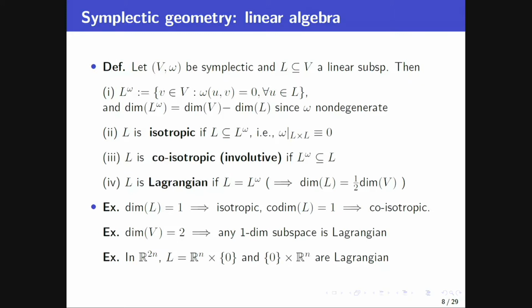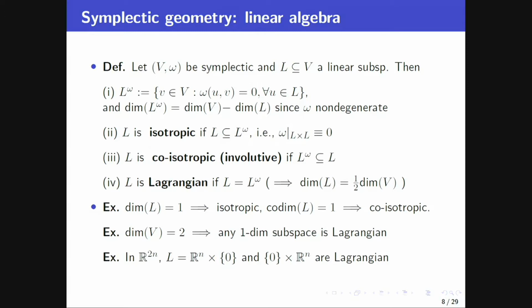Now, let's look at the subspaces of the symplectic vector space V. So we have omega here. We're going to define for the linear subspace L something like the orthogonal complement, but we don't have an inner product here, so we're going to use omega. So this is L^omega, the omega orthogonal of L, the set of all the points v such that omega of u, v equals 0. And we're going to use this L^omega to define the following. L is isotropic if L is a subspace of L^omega, coisotropic if L^omega is a subspace of L, and Lagrangian if they are equal.